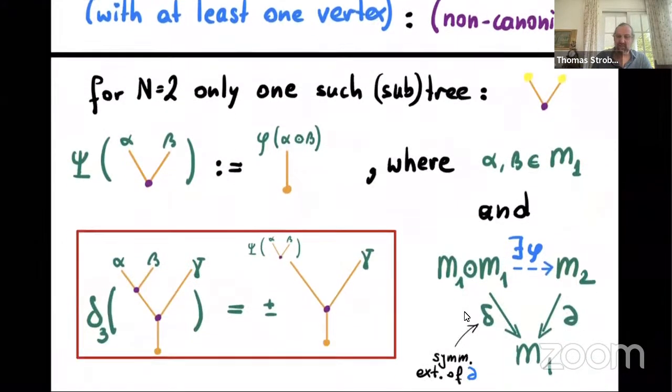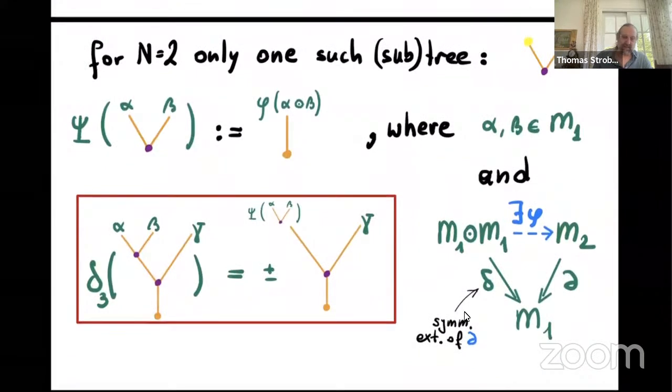And in that context, the third part uses a map psi applied to the subtree, and this gives an element in the module. In the present case, it works as follows. Suppose you have alpha and beta inside M1, and now I can construct such a map phi as follows.